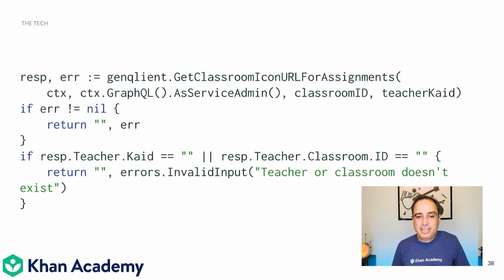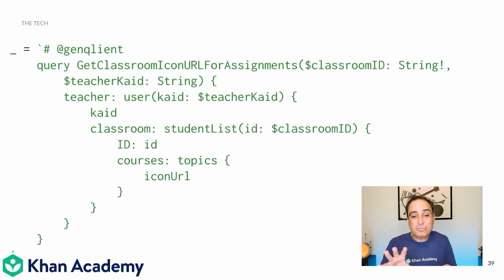We call the genqlient.getClassroom icon URL for assignments, and it takes in all those same parameters that you'd expect, and that's generated code. And the result that comes back, you can see there's response.teacher.classroom.id. So that is what the response is showing us, and it's all nicely typed, and it's also matched up when genqlient pulls this query out of our code.